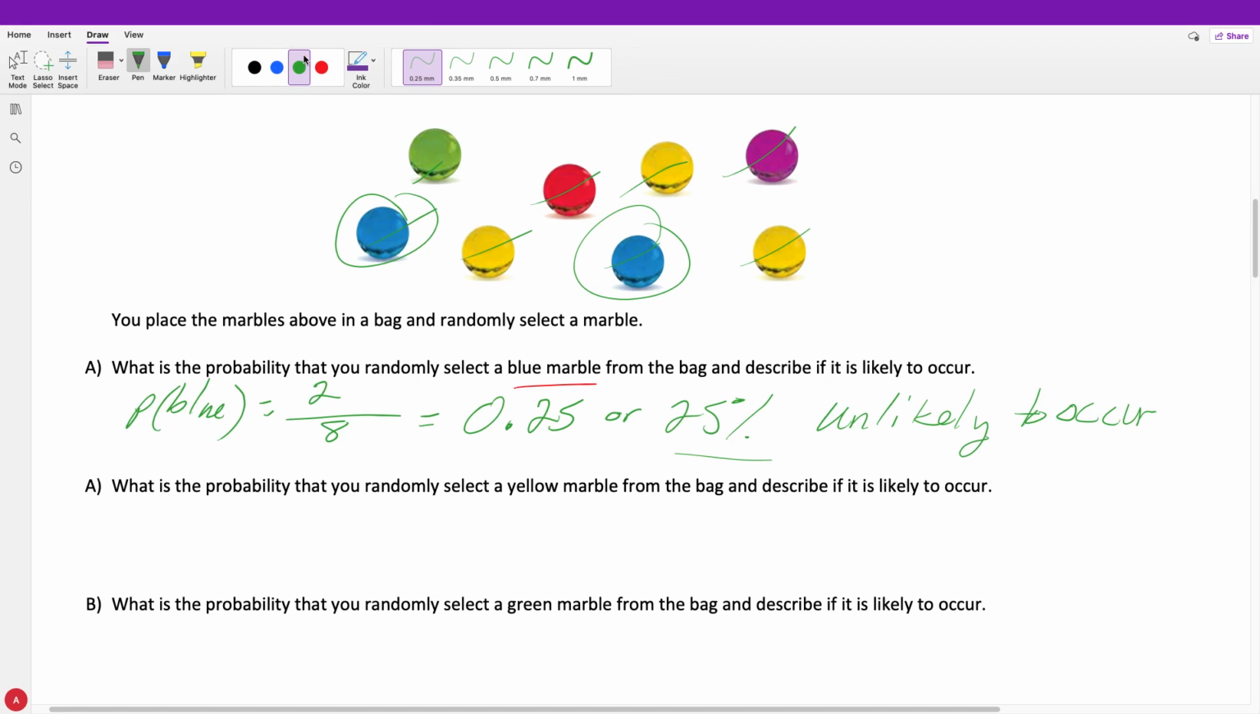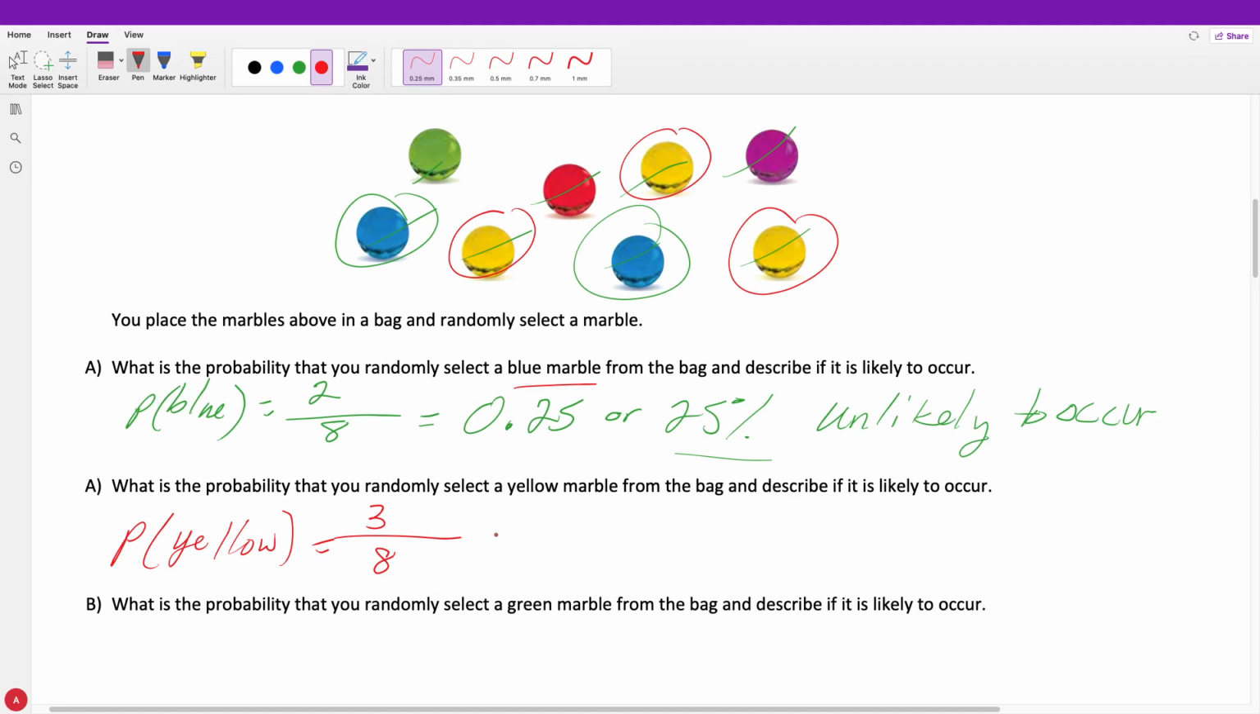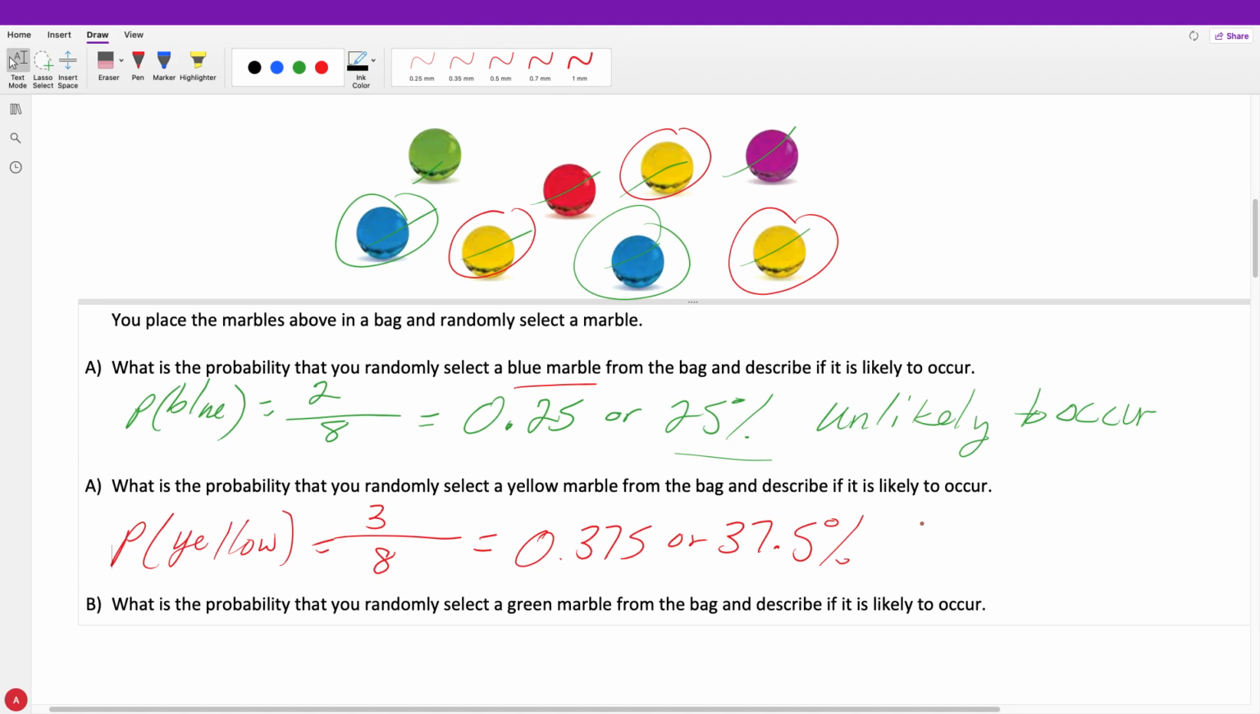All right. Now it says, what are the odds or probability of you randomly selecting a yellow marble? So the probability of yellow. Well, how many yellow marbles do we have? Well, we have 3 yellow marbles. So that means that we have 3 favorable outcomes that can happen, or 3 things that we want to take place over the 8 total marbles still. And 3 divided by 8 will give me 0.375 or 37.5%. So this is now halfway in between that 25 and 50%.